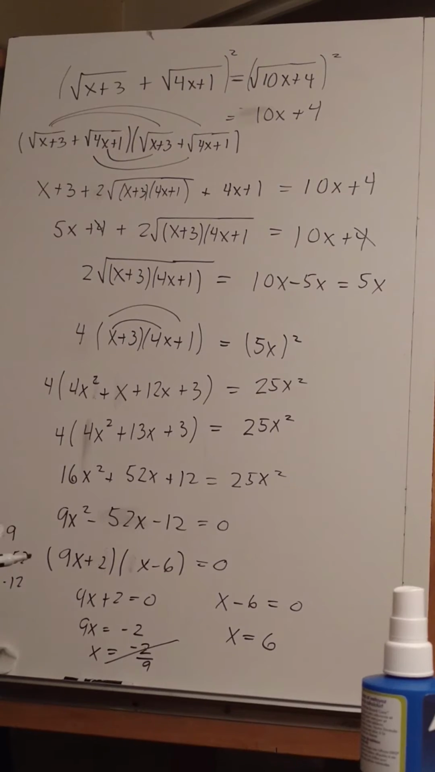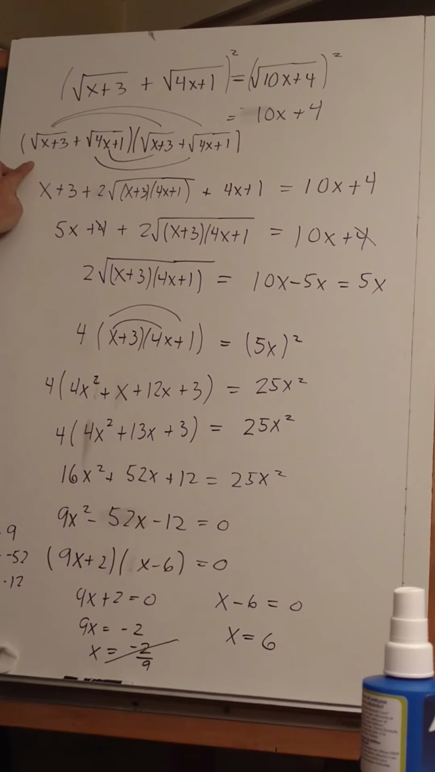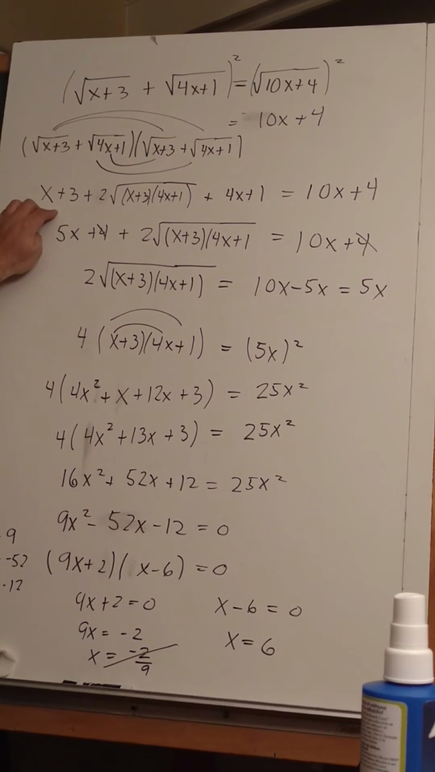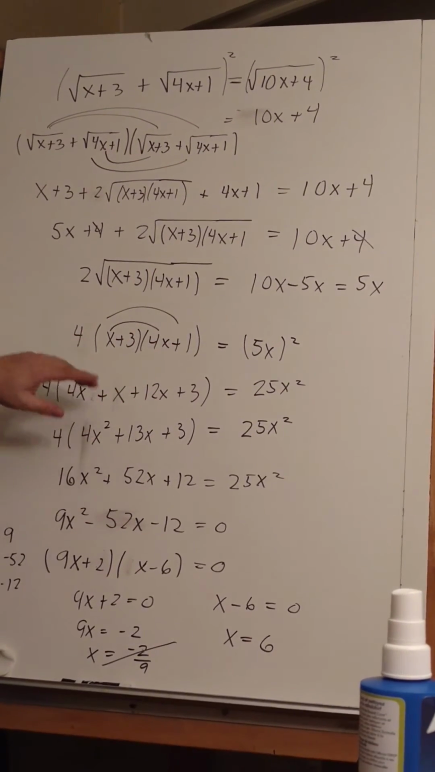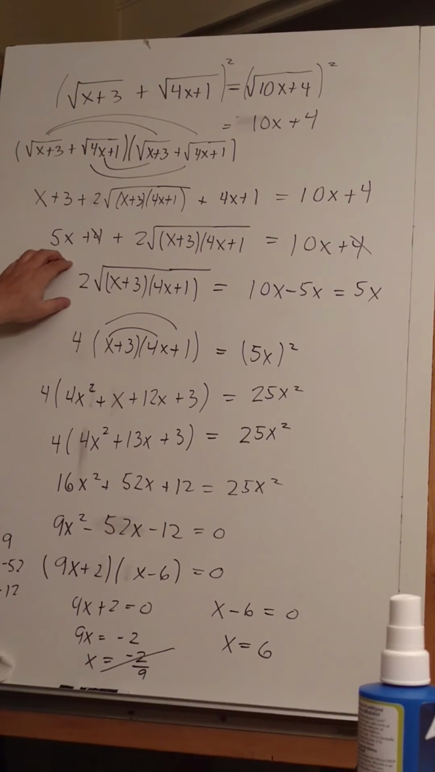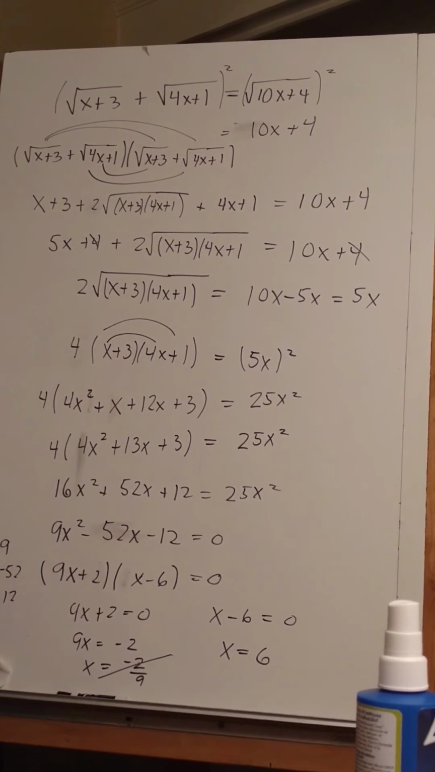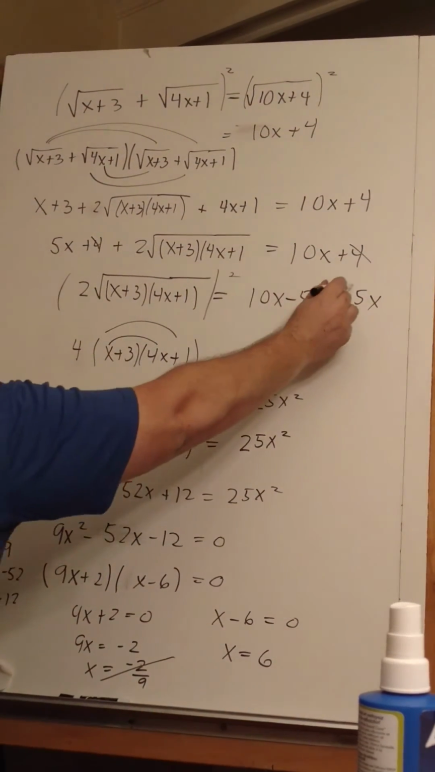I suggest when you do this, guys, write it out like this and do your FOIL. Okay? Then, when we did that, we got this. We combined like terms. We put everything on the right that we could. Then we got to here, and we squared both sides, didn't we? That's what I'm truly doing here: squaring both sides.